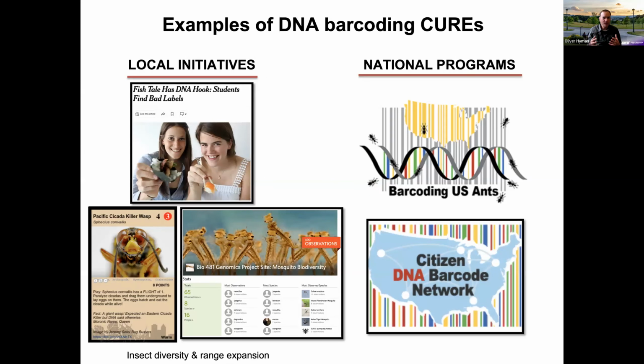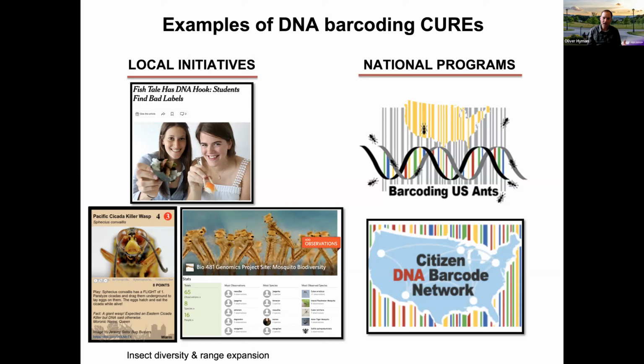So just to give you a couple quick examples of some DNA barcoding CUREs, these can really be either local initiatives or national programs. At the national level, there's an interesting example that the Cold Spring Harbor DNA Learning Center is doing. Basically a citizen DNA barcoding network looking at barcoding of United States ants, where they're collecting barcodes all across the United States to build up a big database of the biodiversity of ants across the United States. But it's also flexible in the sense that you can do local initiatives and local projects that are relevant to your particular area and your particular research questions or topics.